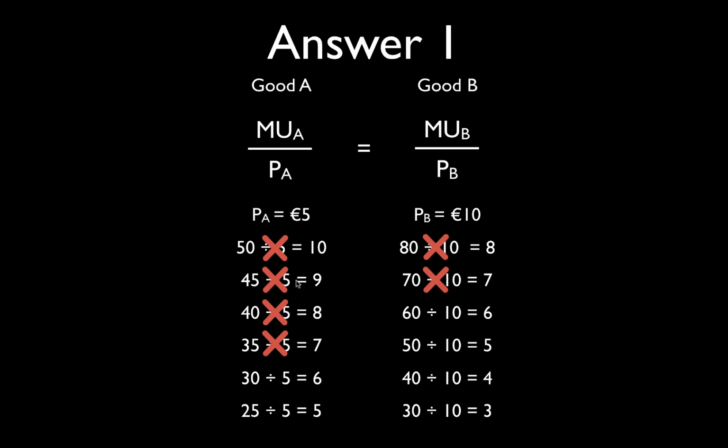Well, it's 5, 10, 15, 20, 30 and 40, because each of these is a tenner. He has spent all of his money, so that is the optimum combination of goods A and B that he should buy: 4 units of good A, 2 units of good B.